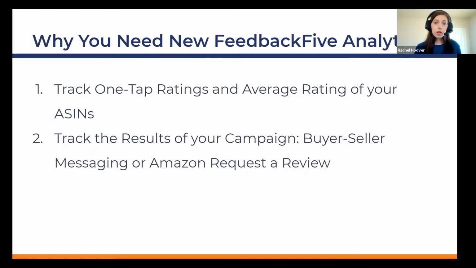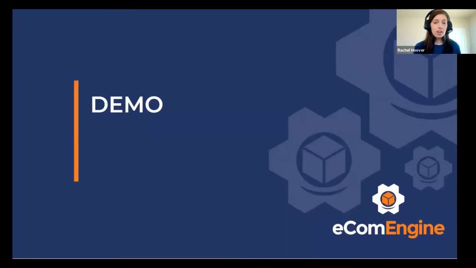To summarize, we saw that sellers needed better analytics in order to track those one-tap ratings and the average rating of their ASINs to get the full picture of buyers' opinions on their products, and to track the results of your campaigns. So both buyer-seller messaging emails and Amazon requests to review emails. So that's why we've built a totally new campaign analytics page for you. And now I'm going to just switch into FeedbackFive itself and show you that page, how it works, and how you can leverage that for your business.